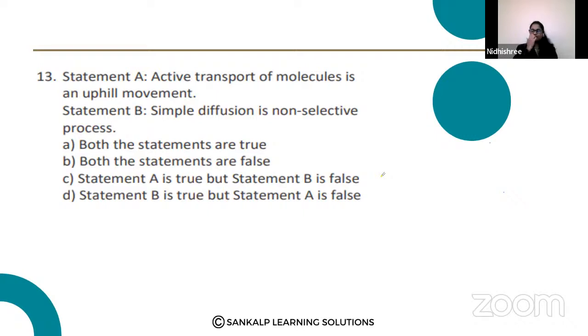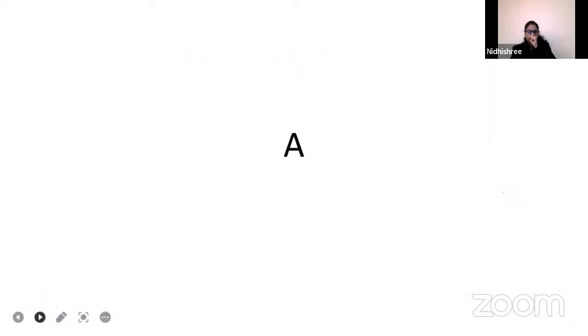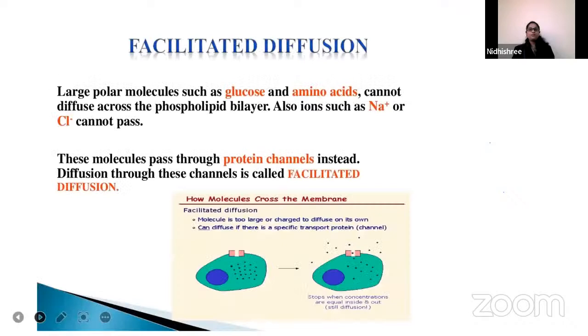The students who answered option A are right. Most of you answered option C, that is, statement A is true but statement B is false. No, diffusion is a non-selective process. It is not a selective process. It happens for all substances. So option A is the right answer. I'm sorry. Okay. So in diffusion, we have one more type of diffusion, which is called facilitated diffusion.